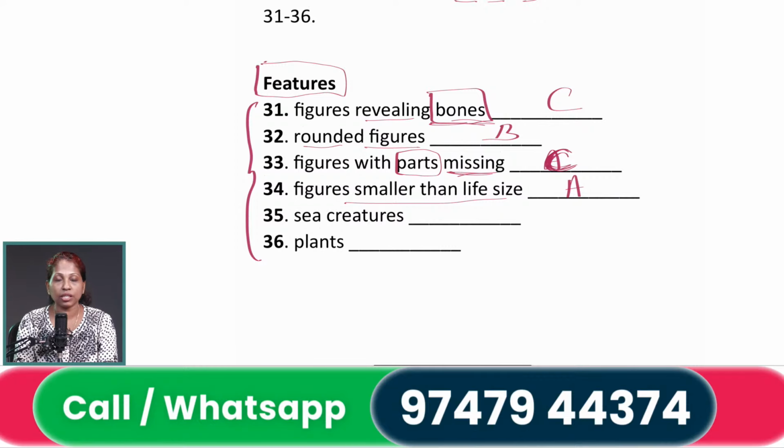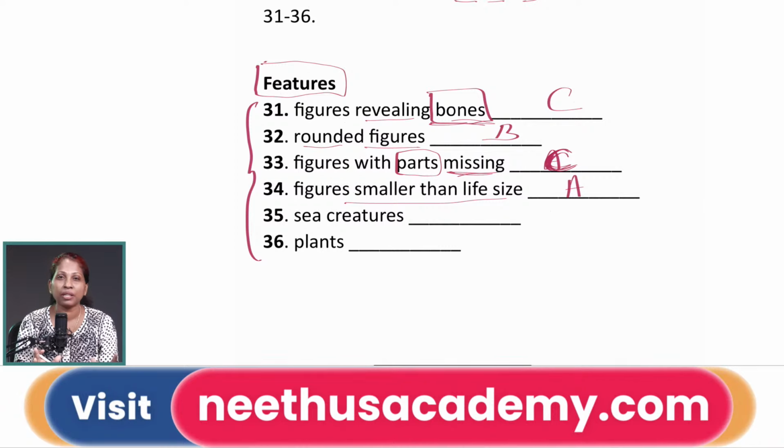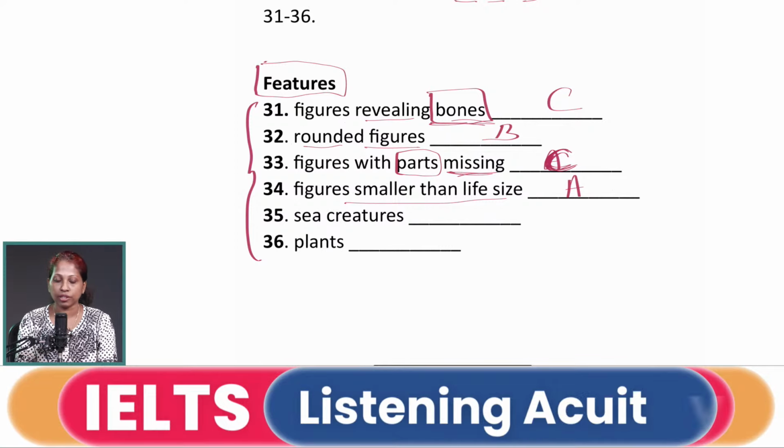Next is sea creatures and then plants. So they may be making paintings of marine animals, sea creatures, and then also plants. So which are the paintings who did sea creatures and plants? Let's see.